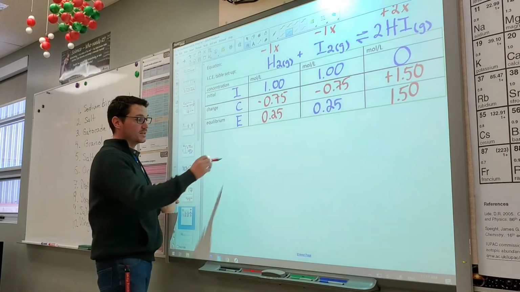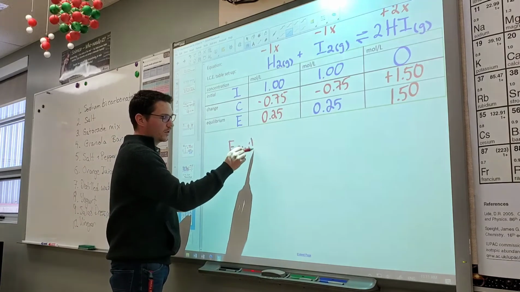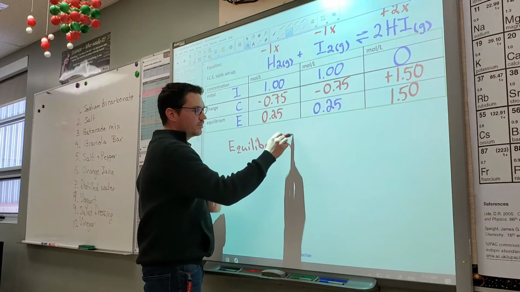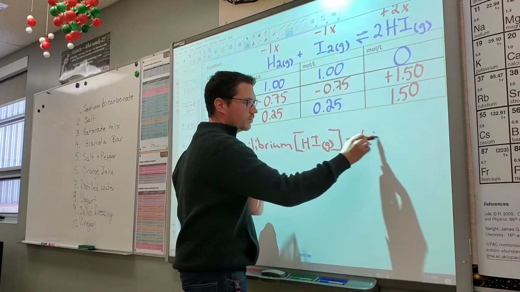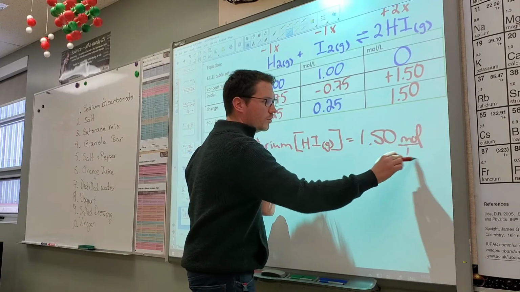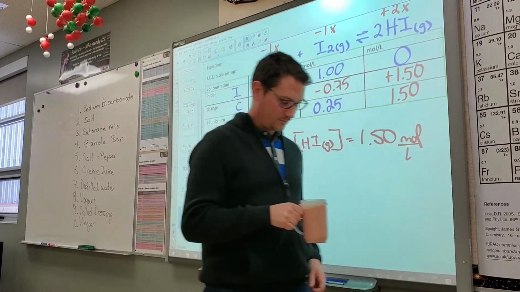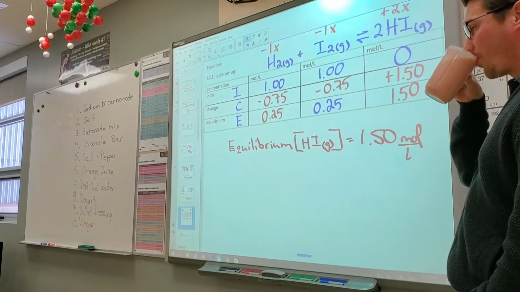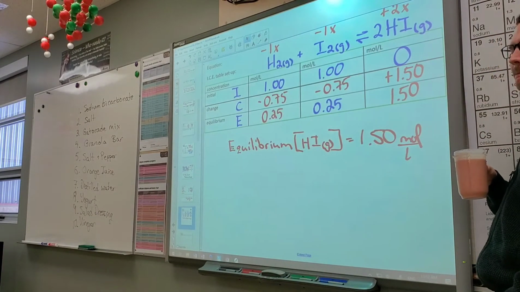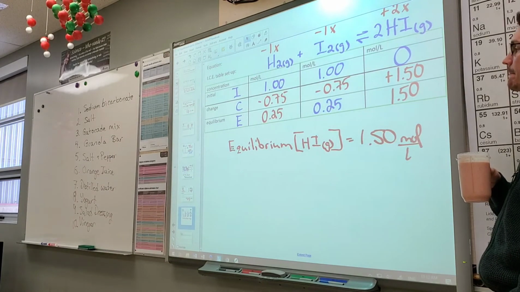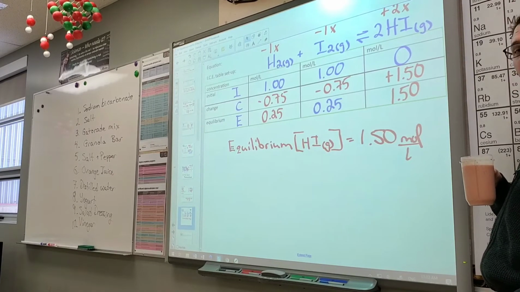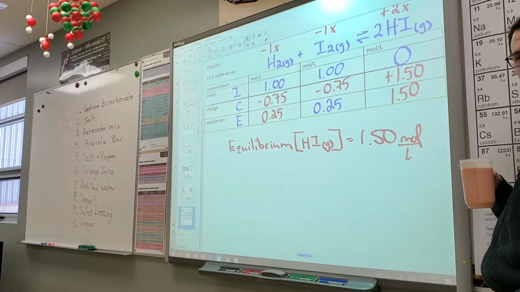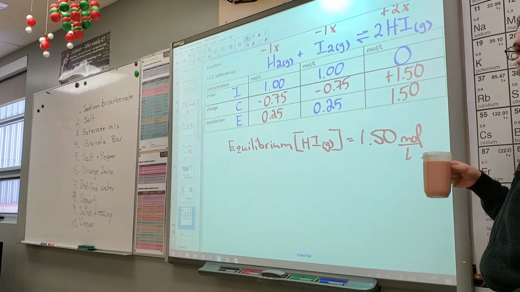What I would say is, equilibrium concentration of HI gas is equal to 1.50 moles per liter. Was that okay? Was that fairly straightforward? Okay. We're going to go, yes, sir.